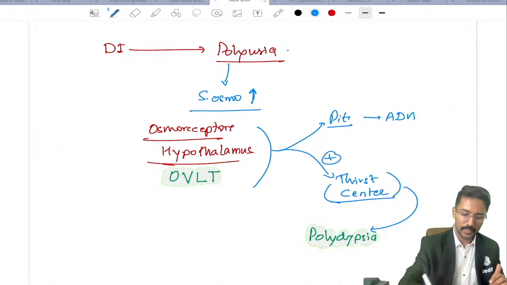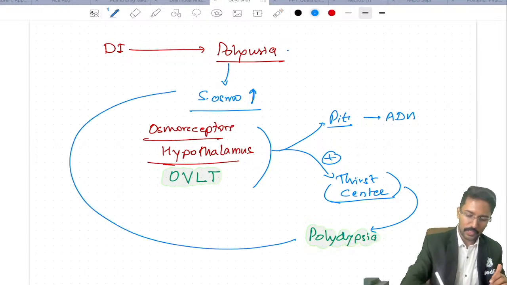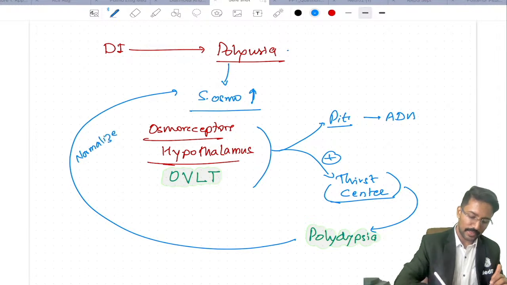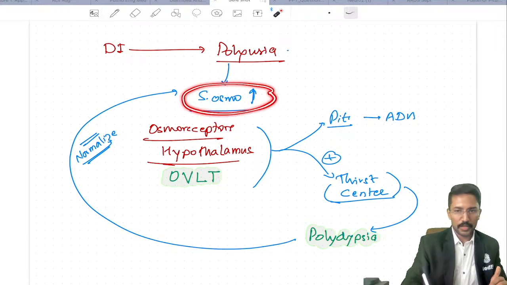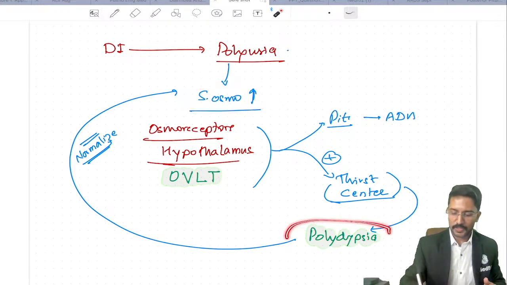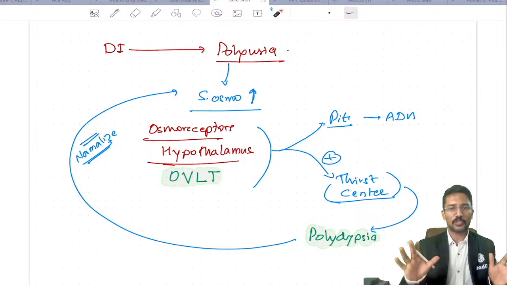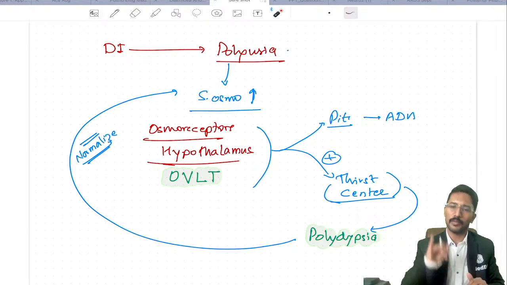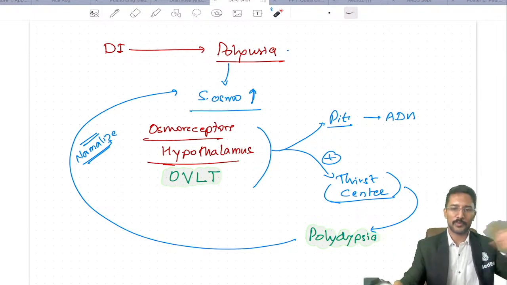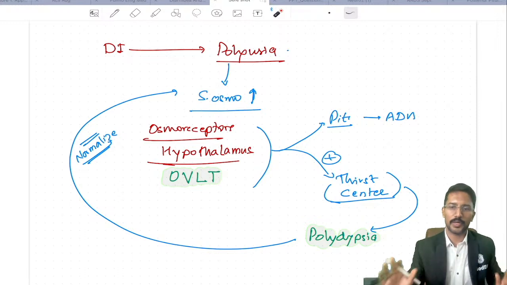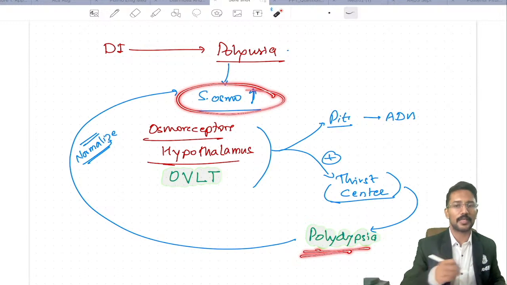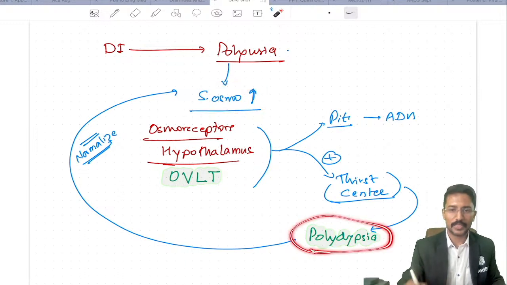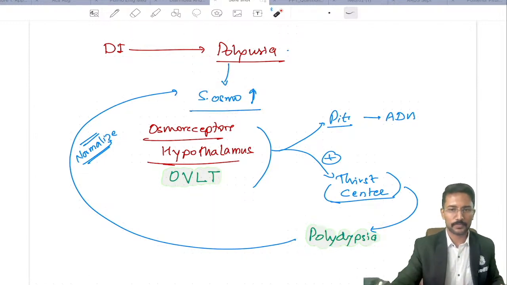This polydipsia, because you start drinking more, will normalize serum osmolality. So in a diabetes insipidus patient, pathophysiologically serum osmolality should be going high, but it gets corrected by polydipsia. So that is why these patients do not have the osmotic symptoms. Their only problem is that they are peeing a lot, like spending half of the day in the bathroom. That is the complaint that they come to you with. They don't come to you because of symptoms suggestive of raised osmolality, because polydipsia is compensating for it.